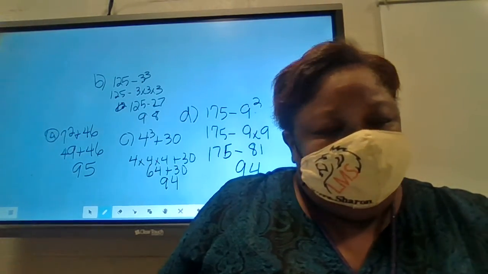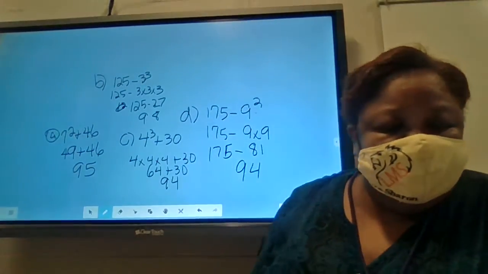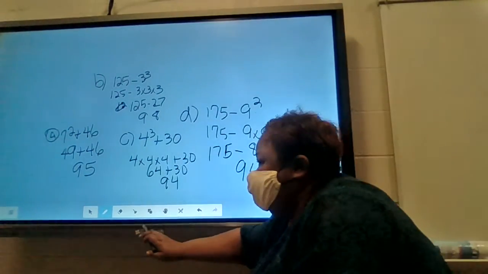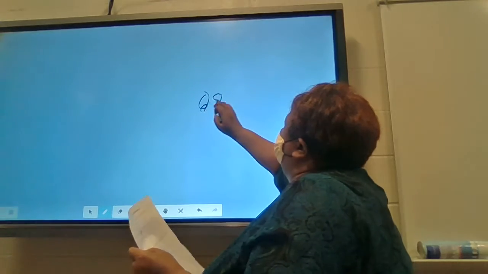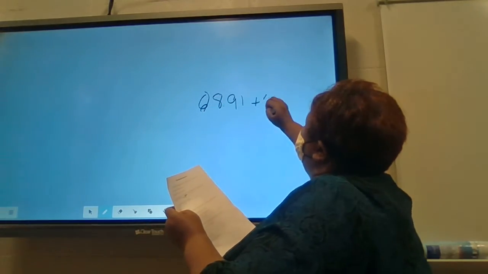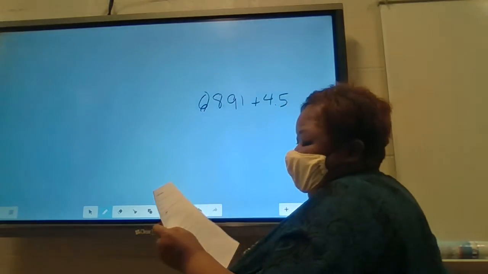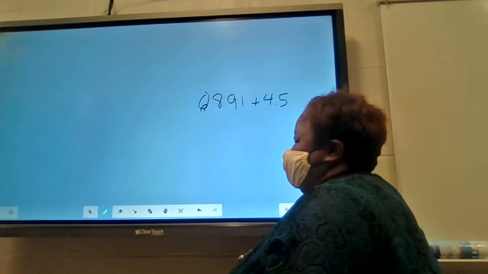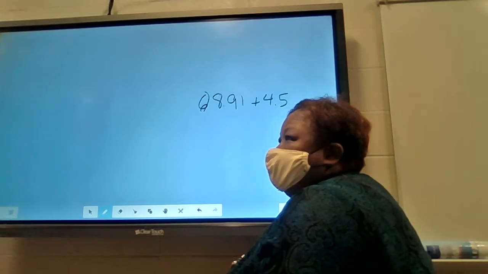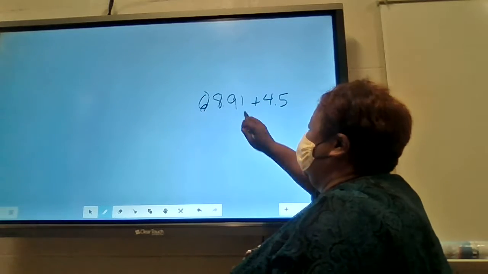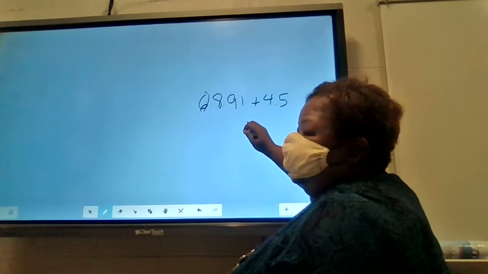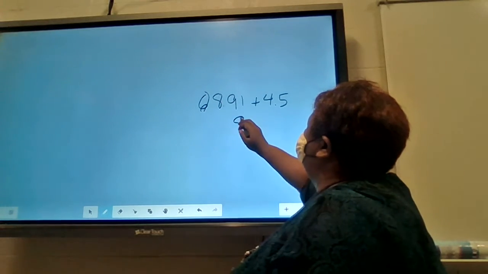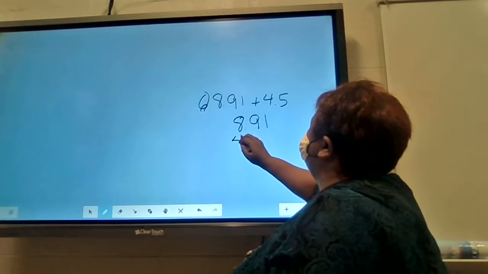On number 6, we're adding fractions. 8.91 plus 4.5. So this is number 6, 8.91. So what is the thing we have to remember about fractions? Yes, I mean about decimals. Let me finish this one. What do we have to remember about decimals? You have to line the decimals up.